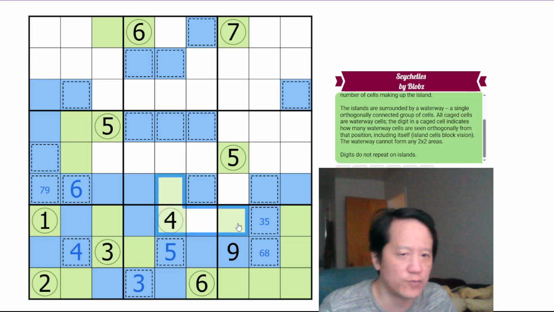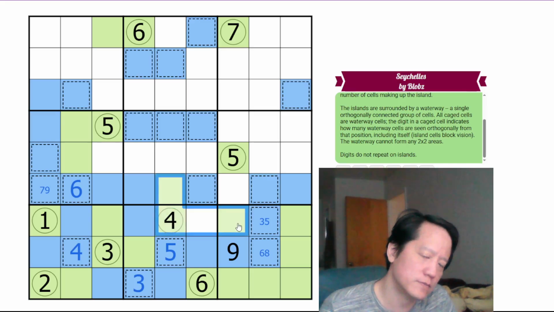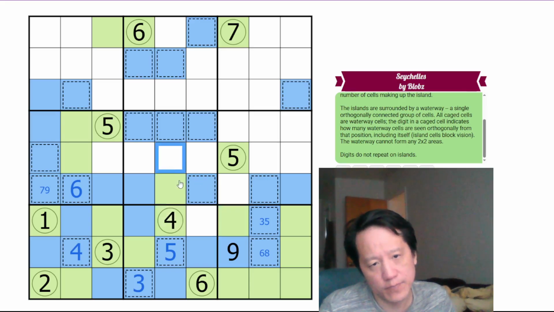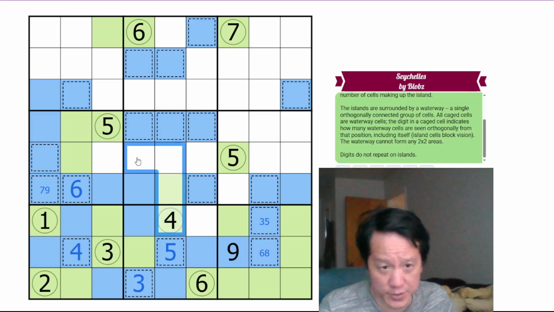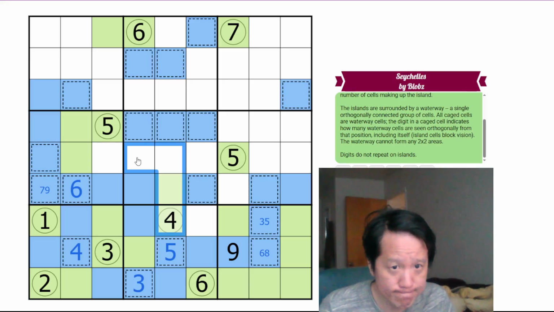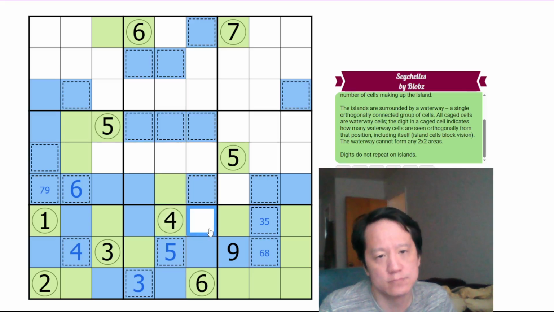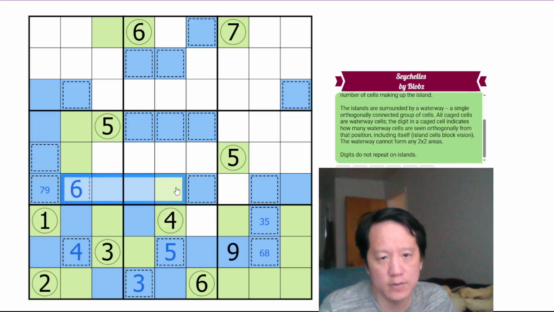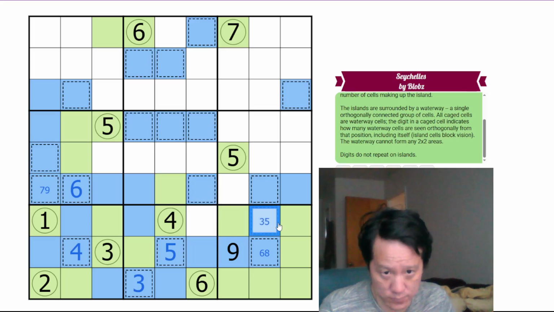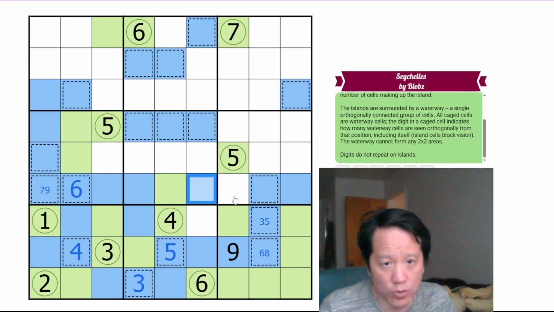So this could be 4 this way, which would make that water. Or it could be 4 this way. This sees 6. One of these is going to be connected.